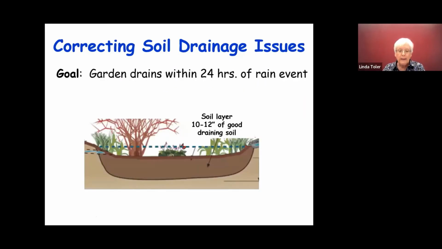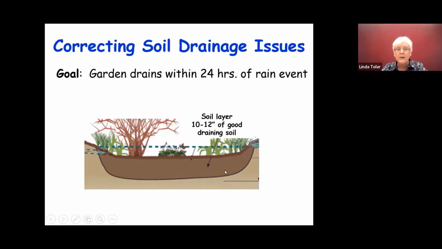Now, if the only place in your landscape to put your rain garden doesn't have good drainage, remember the little test we did? You're going to have to do some more digging. Our goal is to have our rain garden drain within 24 hours of the rain event. So if you don't have good drainage underneath your rain garden, that's not going to happen. And so what you're going to have to do is dig out an additional 10 to 12 inches of soil below your ponding area, your 6-inch depth for your ponding area.